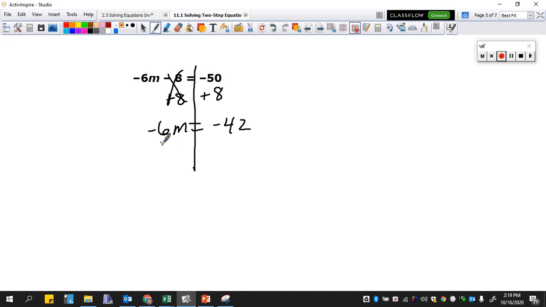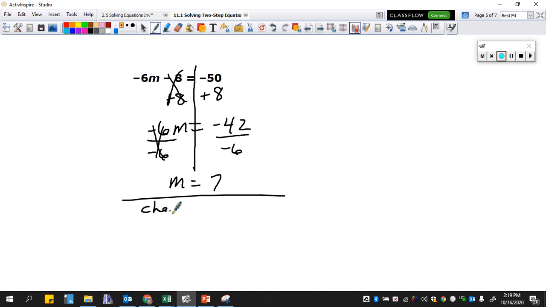All right. Divide by negative 6. m is equal to negative divided by negative, which is a positive. 42 divided by 6 is 7. All right. So plug it in to check it.